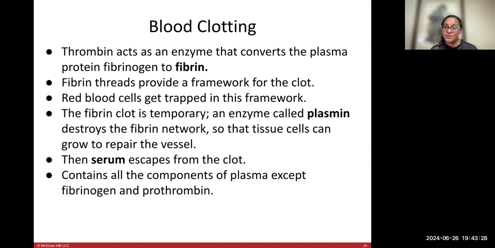The fibrin clot is temporary, and an enzyme called plasmin will destroy the fibrin network so that tissue cells can grow to repair the vessel. Then serum will escape from the clot, and this contains all the components of plasma except the fibrinogen and prothrombin.